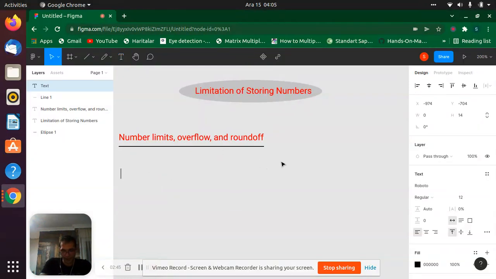Now we will start to write. I told you limitations of storing numbers. Now we will process all the topics here, I mean number limits, overflow, and round off. Together we will see all of them. Okay. Now first we will write when.